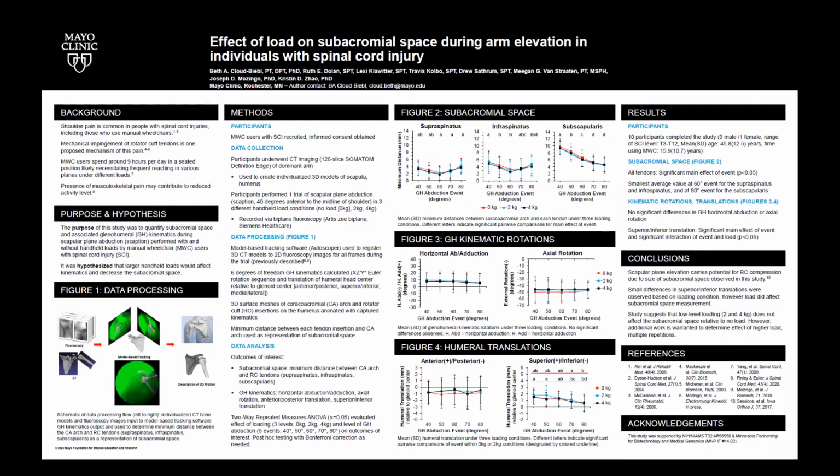With our definition or estimate of subacromial space, we did not see a significant impact of load. However, we did see that the subacromial space changed throughout the task. The supraspinatus and infraspinatus had their lowest values at 60 degrees, and the subscapularis had its lowest value at 80 degrees. Moving on to Figure 3, we see our glenohumeral kinematic rotations. We didn't see any significant impacts of load or the glenohumeral abduction angle here.